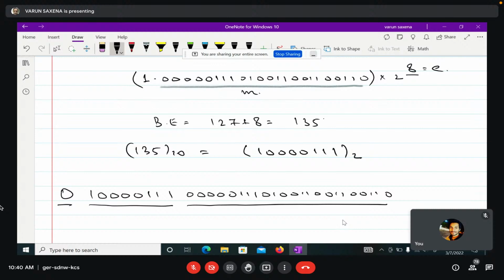If this was a negative number, then obviously this sign bit would have been 1, and this Mantissa would have been stored in its 2's complement. So then you know how to calculate that.